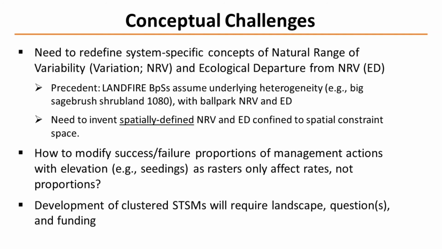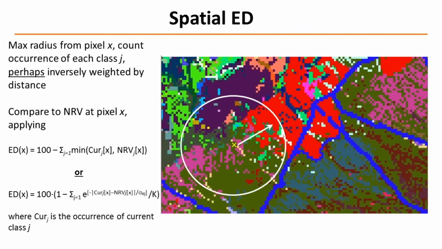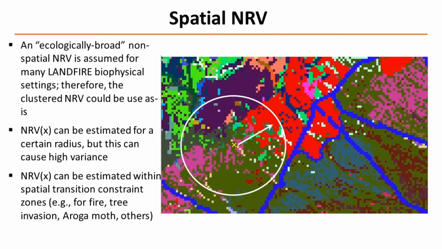And I just want funding to do this. Here I actually propose formulas to do the spatially explicit ecological departure, one using the T statistics for variability reasons, and also for the natural range of variability. So in consideration, I'm going to stop right here. Thank you. Time for one very quick question.